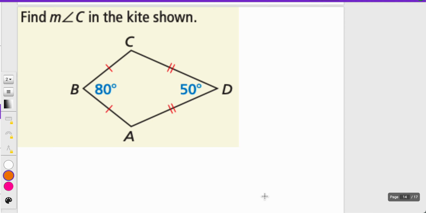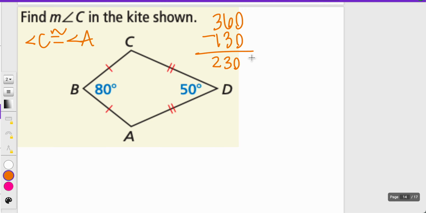We're going to try to find the measure of angle C in the kite shown. Again, a kite is a four-sided figure, so I have 360 degrees, and right now I already have 130 of those degrees taken care of. So 360 minus 130, I'm going to get 230. But then I have to evenly split that between angle C and angle A, because I know this is a kite. B and D are not matching, which means angle C has to be equivalent to angle A, and since there's two of them, I'm going to divide by 2. So I'm going to get 115 degrees for angle C.